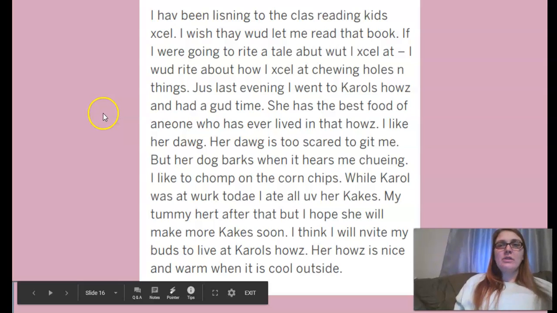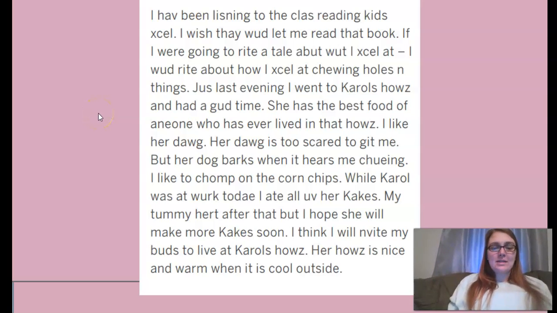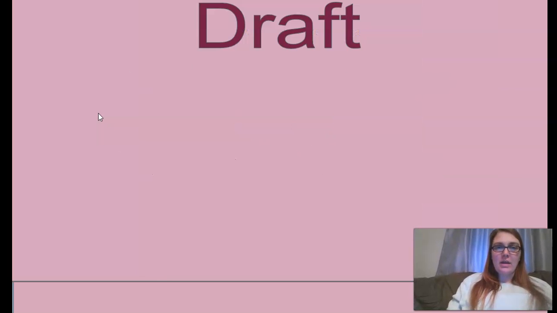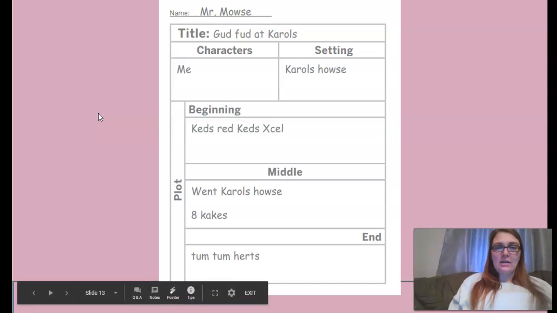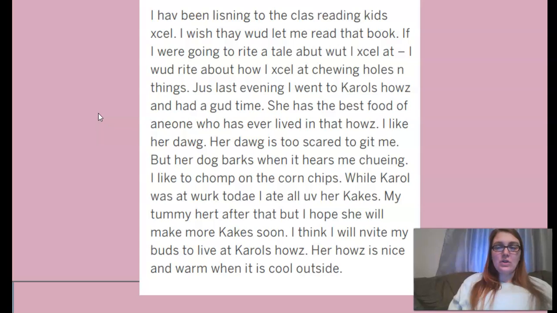Okay, so there Mr. Mouse took his planning paper and turned it into his personal narrative. The next step is, of course, to edit, so there will be some more work involved with this. However, he took everything from his planning page, the characters, where they were, the beginning, the middle, and the end, and turned it into his narrative.